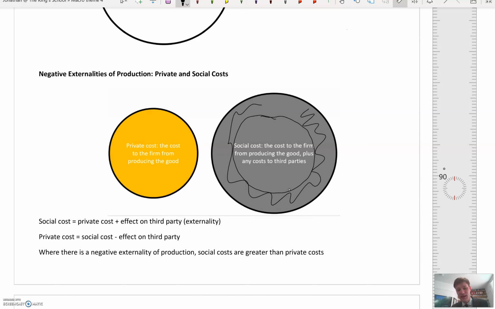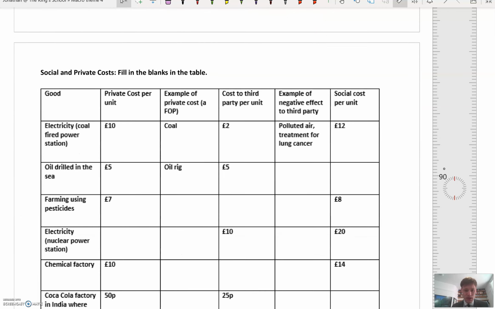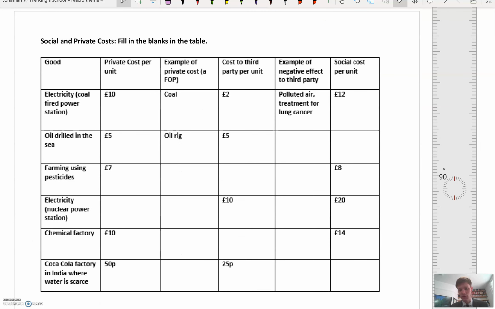So we can say then that the social cost is the private cost plus the effect on the third party. Or you can put it in a different way like that. Where we have a negative externality of production, the social cost is greater than the private cost, as we see in that image there. To try to make that simpler, maybe we could use some numbers to show it to you. I've given an example here in the first one.